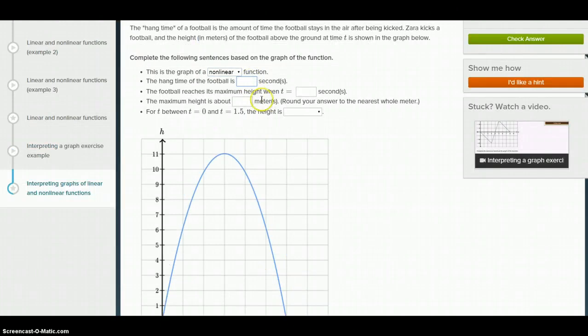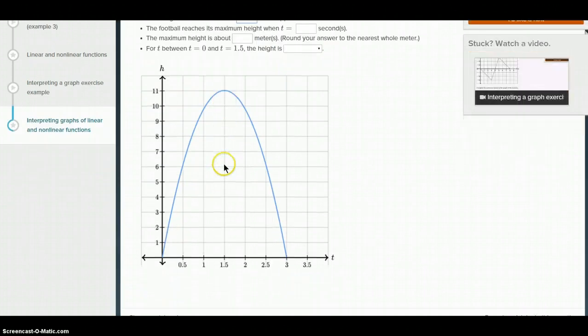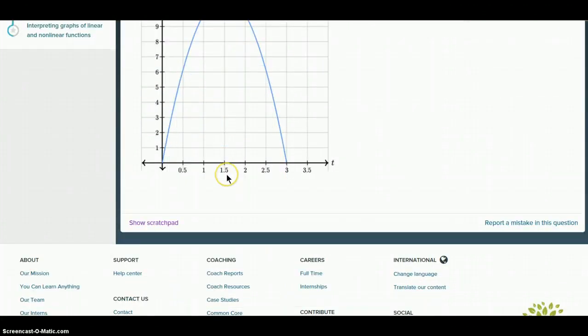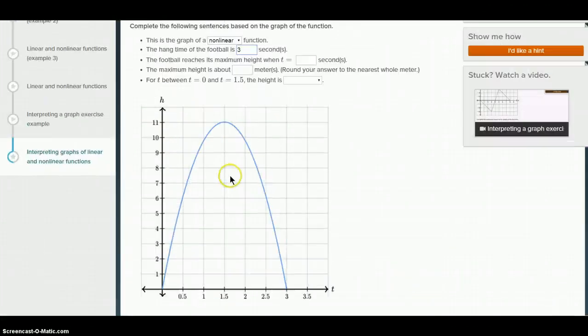So that means it's in the air for 3 seconds. And the football reaches its maximum height when t equals, alright, so here's the maximum height, 11, and it reaches that height when it's at 1.5 seconds. And it might be a little beyond this course, but anytime that just gravity is affecting an object, you're always going to find the maximum height halfway between the time it's in the air.